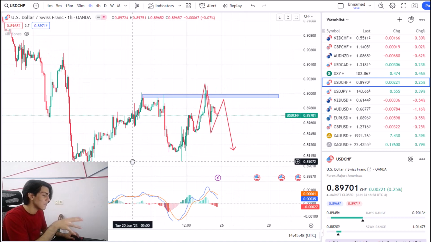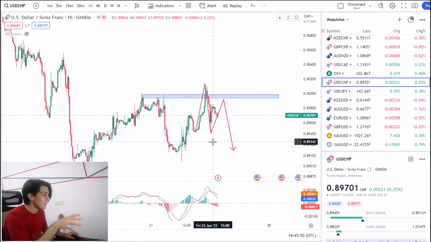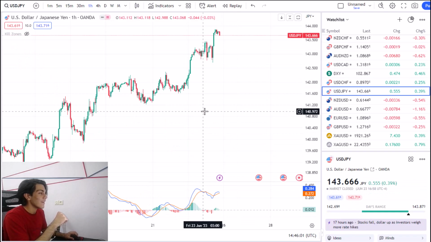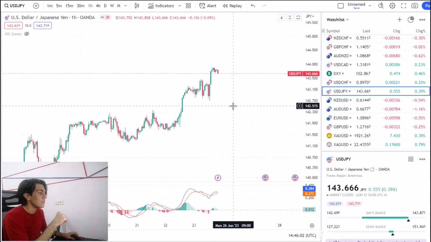So the same scenario that we had on the dollar, that we said is going to fall, this one will fall with the dollar. And let's head to the next one. Okay, the next one is USDJPY.